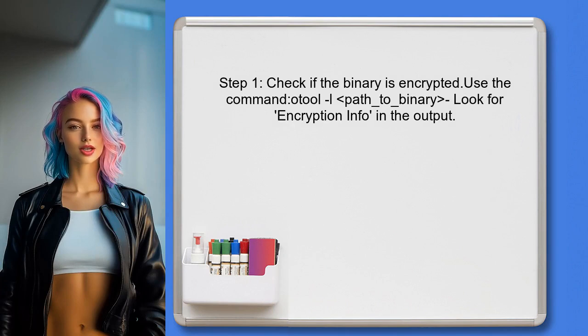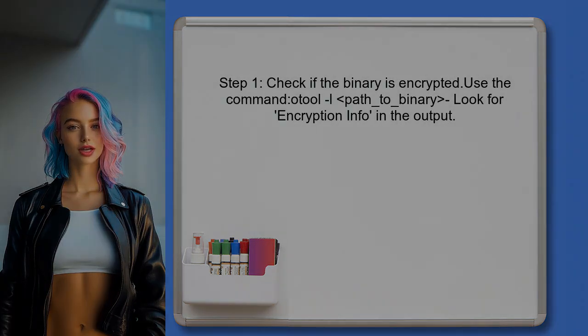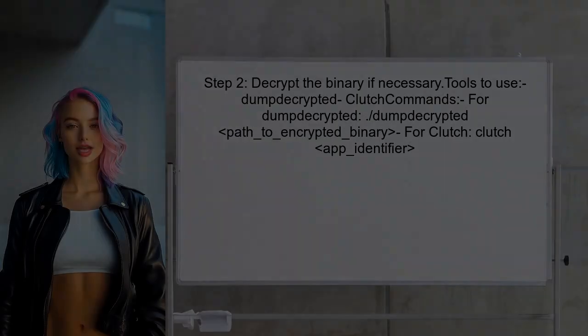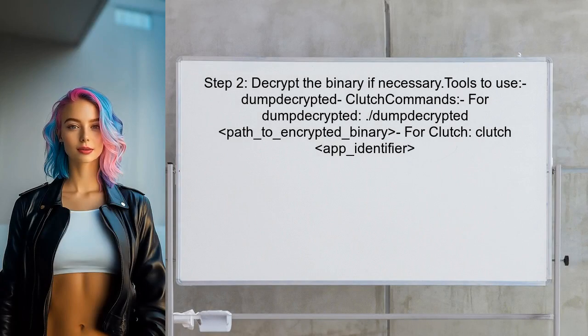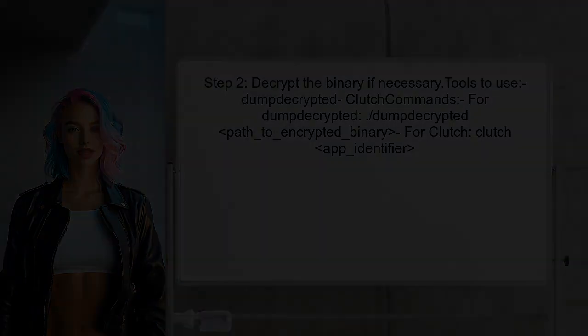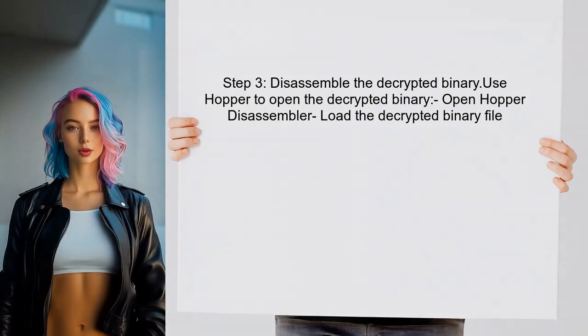To begin addressing the user's issue with disassembling the banking app, we first need to confirm if the binary is indeed encrypted. The user can check this by using a tool called otool to inspect the binary. If the binary is encrypted, the user will need to decrypt it. This often involves using a tool like dumpdecrypted or Clutch to extract the decrypted binary from the app. Once the user has a decrypted binary, they can attempt to disassemble it again using Hopper. This should yield more meaningful results compared to the encrypted version.